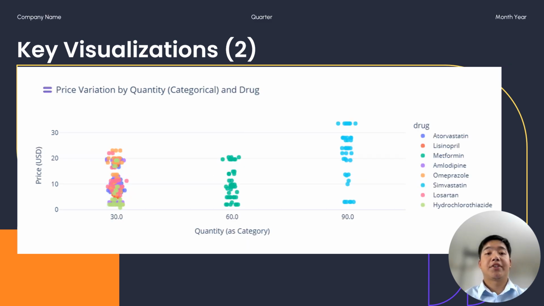So under the EDA section, for key visualization 2, I have mentioned price variation by quantity and drug. For this, I have used a scatter plot, which examines how drug prices vary based on quantity, which are 30, 60, or 90 units across different drugs. While some drugs maintain consistent pricing regardless of quantity, others, particularly those at 90 units, show a higher range of prices, suggesting that bulk purchasing does not always guarantee proportional savings.